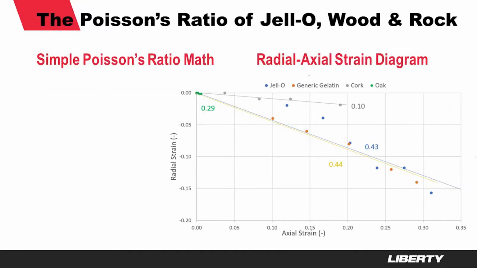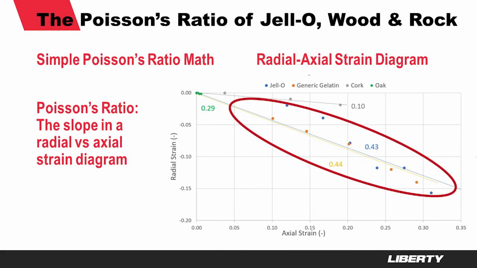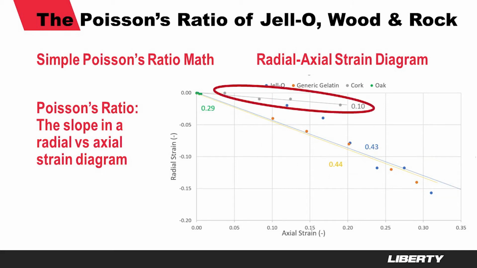We can now compare the measurements we discussed to determine the Poisson's ratio of these materials. In a radial versus axial strain diagram, the slope represents the Poisson's ratio. We see a slope of about 0.43 for jello. At higher stresses, this material starts to behave like a liquid with a Poisson's ratio of 0.5. For cork, we see a Poisson's ratio very close to 0. So no radial expansion when we're putting the cork under axial stress.